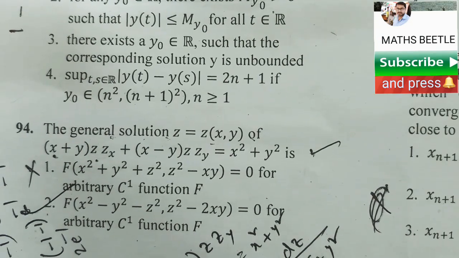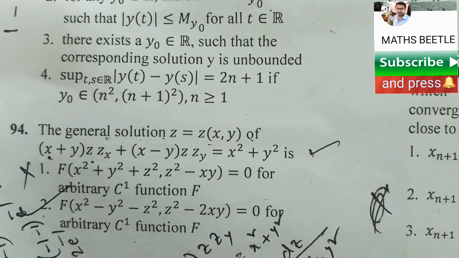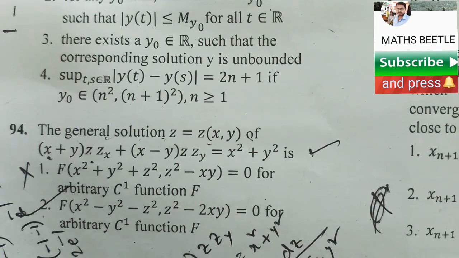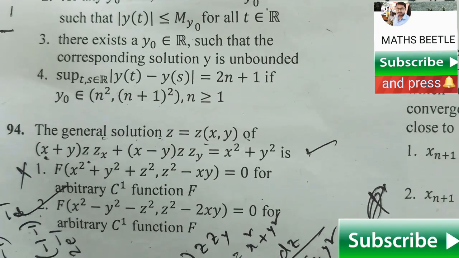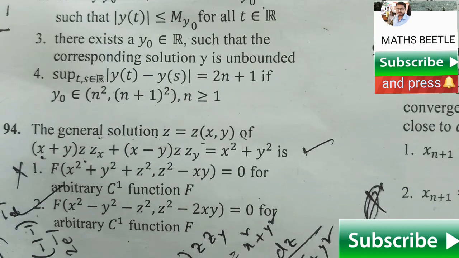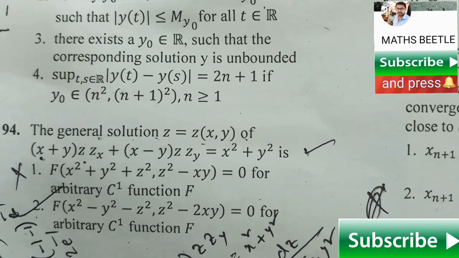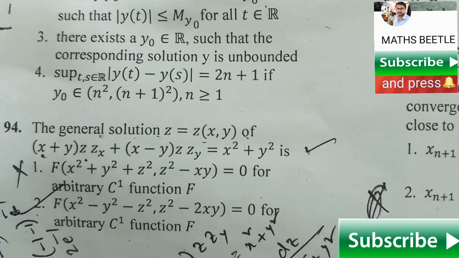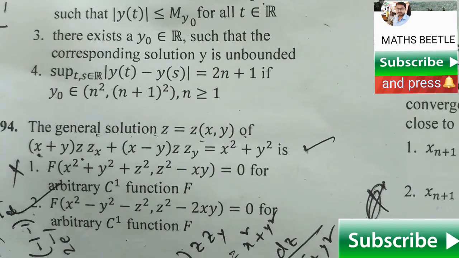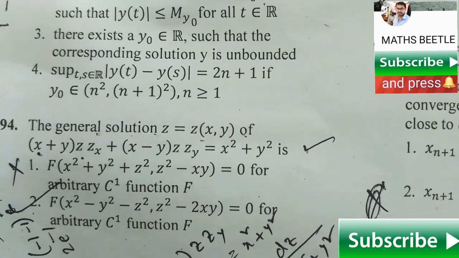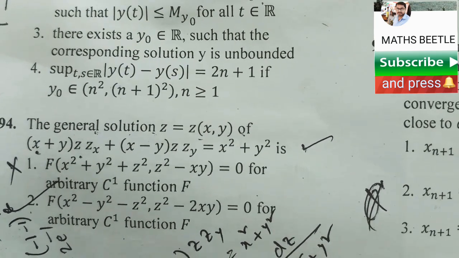Hello everyone, today we will solve problem number 94 of CSIR NET June 2019. It's a problem of PDE where they have given us a first order linear partial differential equation and they are asking about the general solution of this equation. Basically we have solved this kind of problem earlier in our videos, so I would request you to go there and check the playlist. You will find one or two such problems there. So let's try to solve this question here in this video and try to find the correct option.